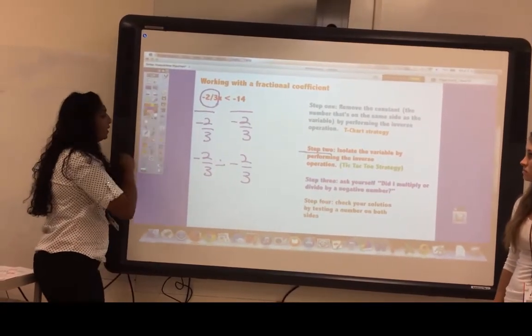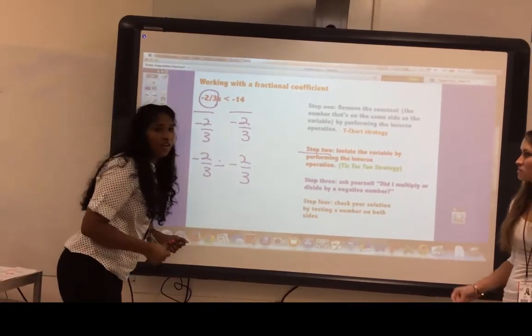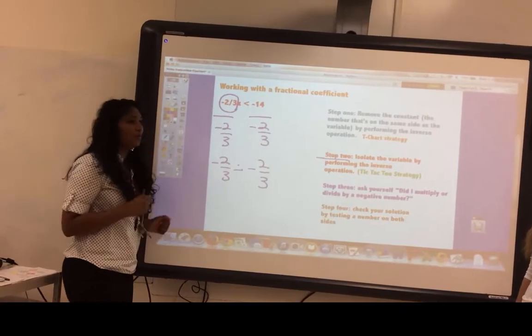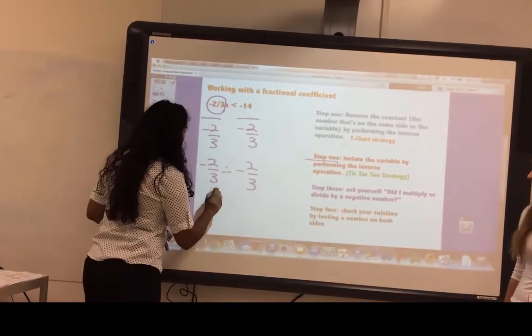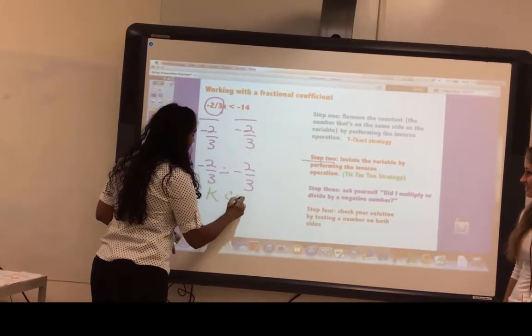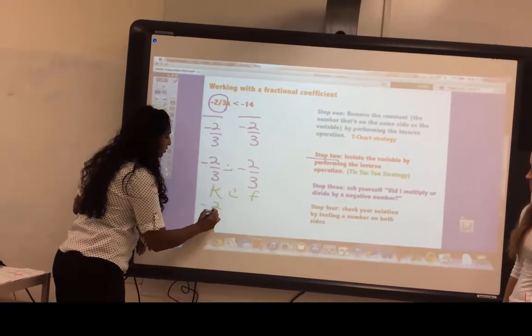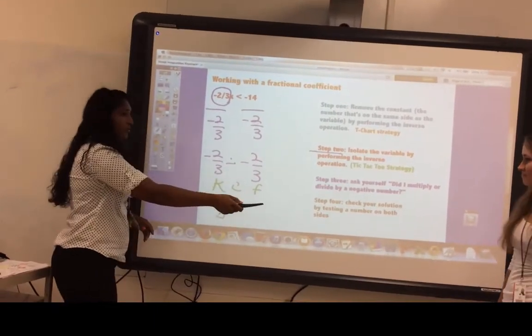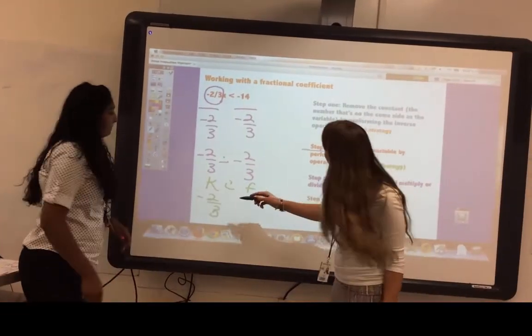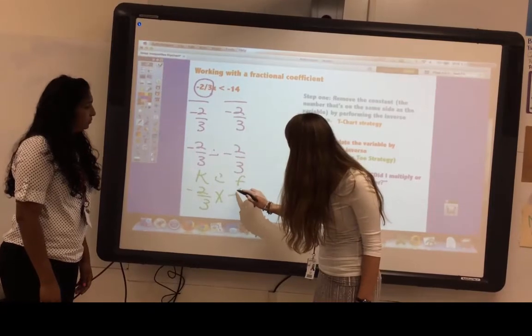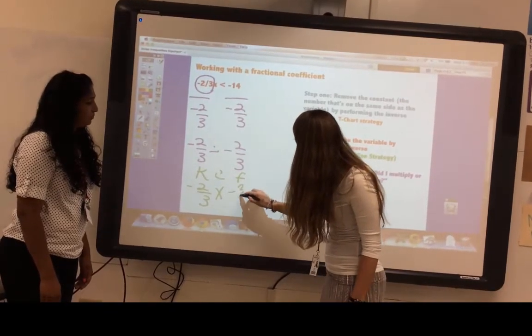So now we're going to go back to that song. Keep, change, flip. That's the action. Everybody's going to know how we're dividing fractions. So we're going to use keep, change, and flip. So we're going to keep negative 2/3. And Miss Esri, can you finish off the rest of that, please? Okay, I'm going to change this to multiplication and then flip this to negative 3 on top.